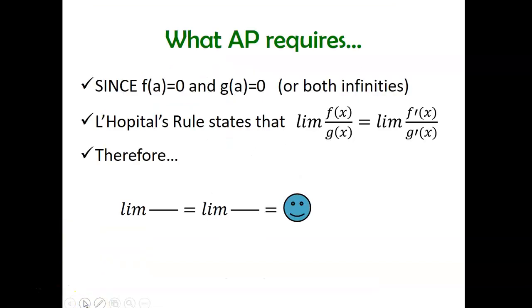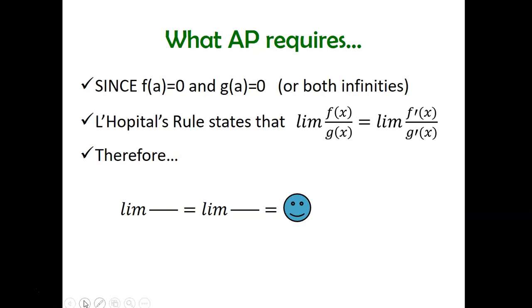Okay, so let's talk about what AP requires you to say when you are faced with a problem that requires L'Hopital. This is very much like your value theorems, where you have to state your theorem and you have to state your criteria, and then from there, draw the conclusion that your rule gives you. Years ago, we used to just be able to do L'Hopital. And then a couple years back, they said, just kidding. We want to treat it like a value theorem. Now you have to state it.